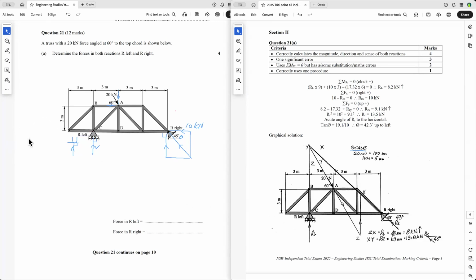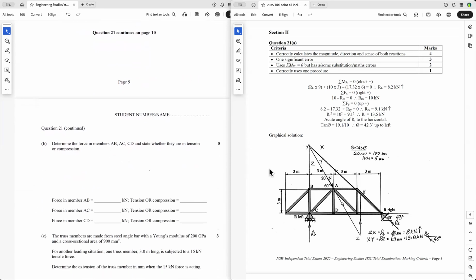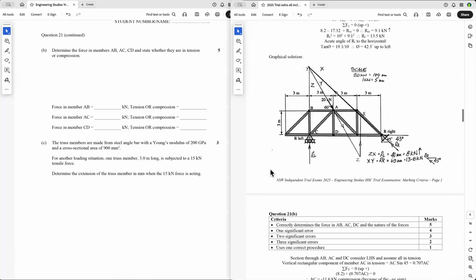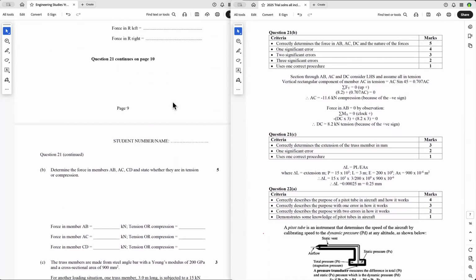Now, next one is traditionally a difficult question for most students, and that is finding the forces in members. So you're asked to find the force in members AB, AC, and CD.